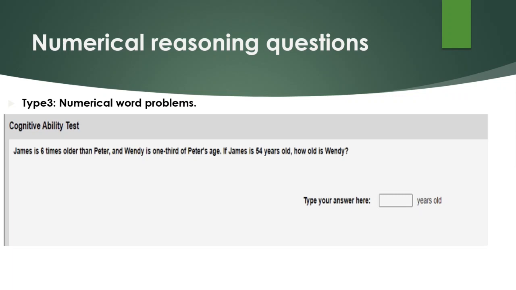As we already know that James is 54 years old, we divide 54 by 6, then we get Peter's age to be 9, and according to the question, Wendy is 1/3 of Peter's age, so we divide 9 by 3 to get Wendy's age to be 3. Remember that for this type of question, we just need to put the x at the beginning and count from left to right to get the correct answer.